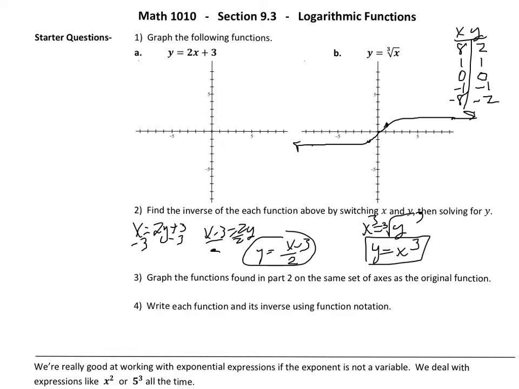So all you have to do is just switch x and y to graph it, right? And again, we're not worried about lines because the lines are easy. So on my cube root of x here, I'm just going to switch x and y. So instead of 8 and 2, I have 2 and 8. So I have this point right here. I should do that in a different color. Instead of 1 and 1, I have 1 and 1. 0 and 0, 0 and 0. -1, -1, -1, -1. -8, -2, -2, -8. So now that one looks like this.